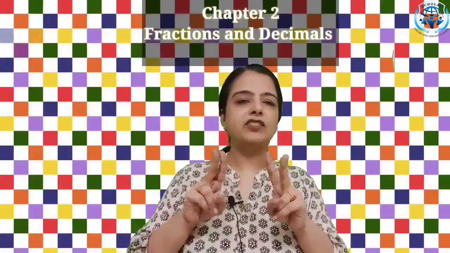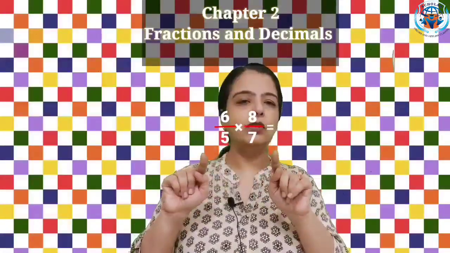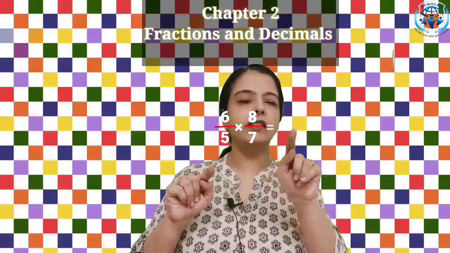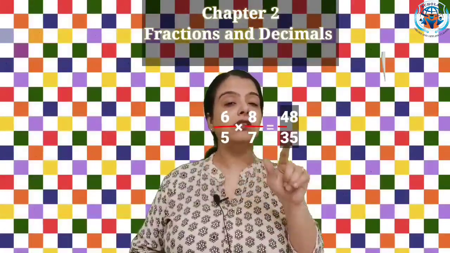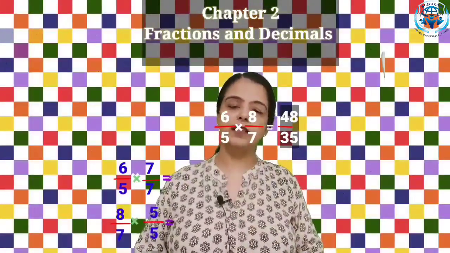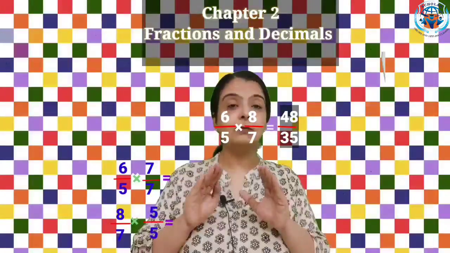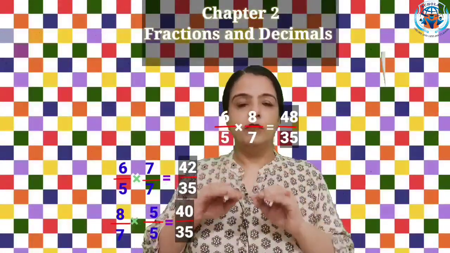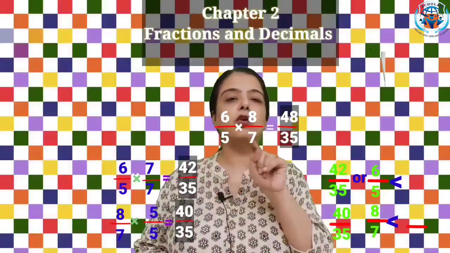So, two improper fractions are 6 by 5 and 8 by 7. We will multiply both numerators and denominators and find out the product. The result is 48 by 35. Again convert all three fractions into like fractions with the same denominator. What is your observation? Yes. You will find that 48 by 35 is greater than each of the two fractions which were multiplied.